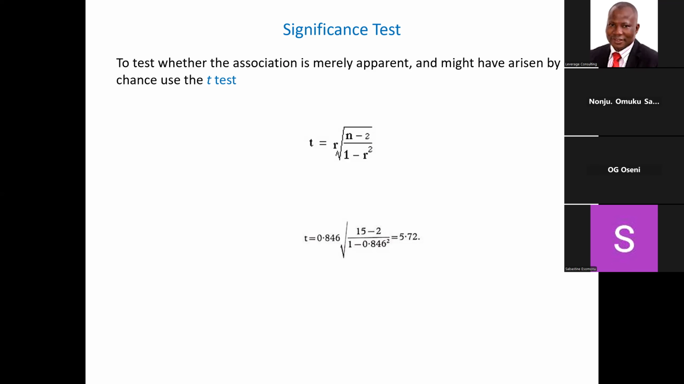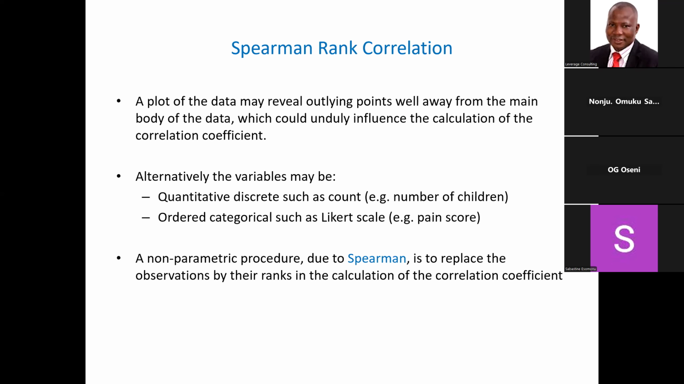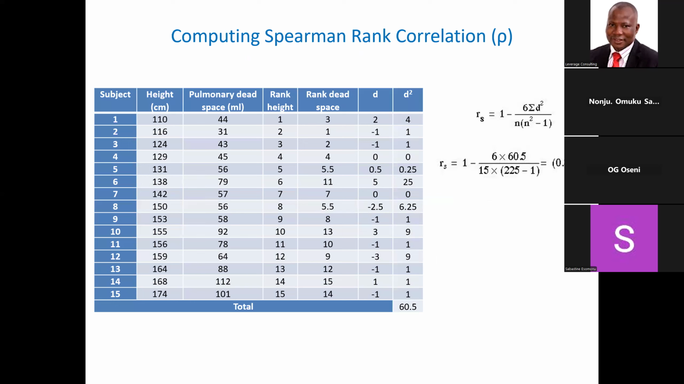It's useless, and I will tell you the reason. Spearman is a different approach. The plot of the data may be revealing, as I have already explained. The plot of the data may reveal underlying points away from the main body of data. That is when there is an outlier, or in the other category, you use Spearman. And this is the formula: r equals 1 minus 6 sigma d squared over n times n squared minus 1.